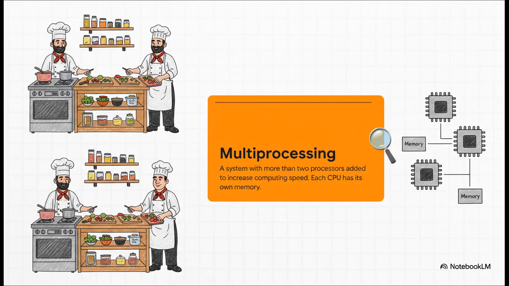Okay, first up, multiprocessing. Sticking with our kitchen analogy, this is like deciding to solve the problem by hiring a whole new chef and giving them their own completely separate kitchen station. They get their own stove, their own cutting board, their own set of ingredients. The key thing here is they don't have to share a thing. You're basically just adding more independent workers to the job.